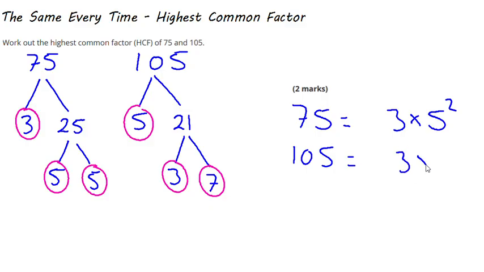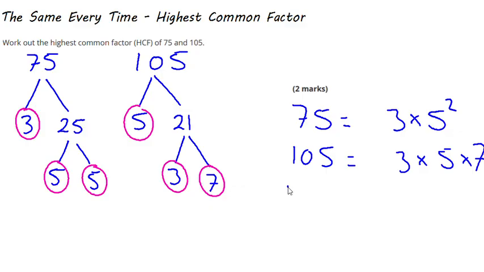That's all I need to do. So 3 times 5 times 7. Notice I'm lining up my numbers here. All the 3's are in a column, the 5's are in a column, the 7's in a column. I did leave a space for 2 in case we needed it, but it turned out that we didn't.